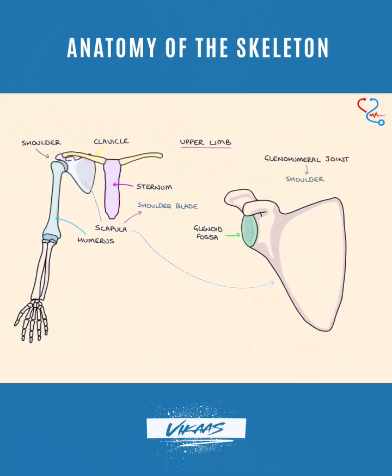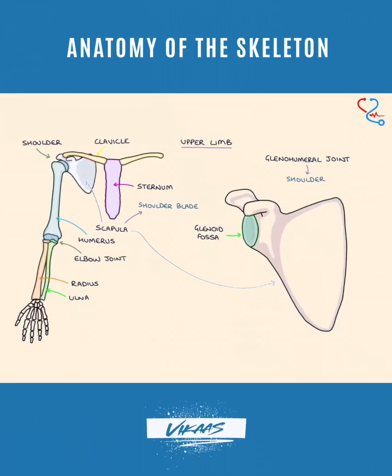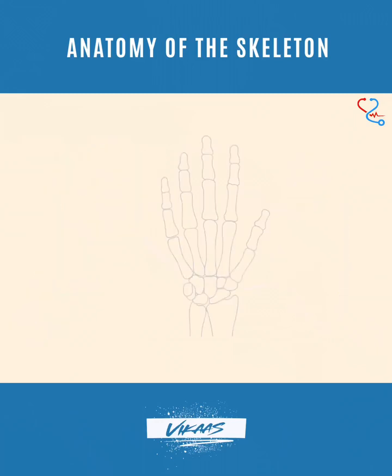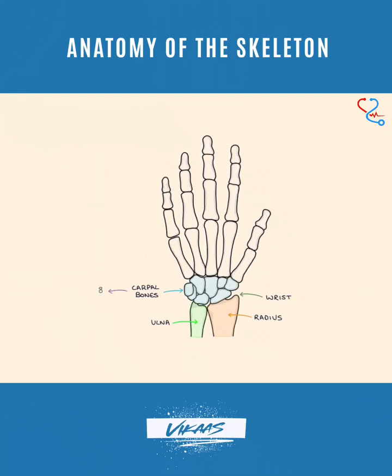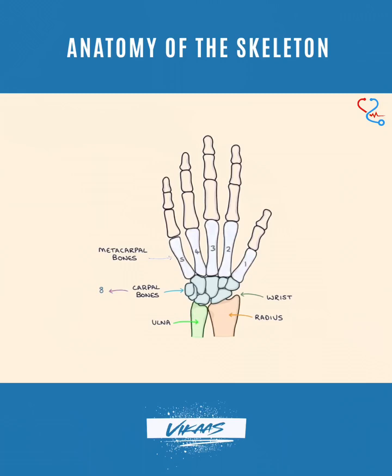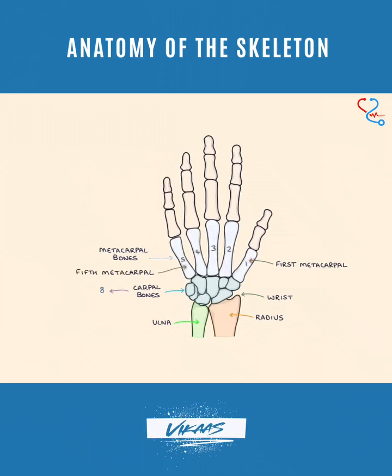If we move further down, the humerus meets the radius and the ulnar bones at the elbow joint. Looking a bit closer at the wrist, the radius and the ulnar connect to the carpal bones, and there are 8 of these carpal bones. The carpal bones connect to the metacarpal bones. The metacarpals are numbered 1 to 5, from the thumb to the little finger, meaning that the first metacarpal is at the base of the thumb, and the 5th metacarpal is at the base of the little finger.